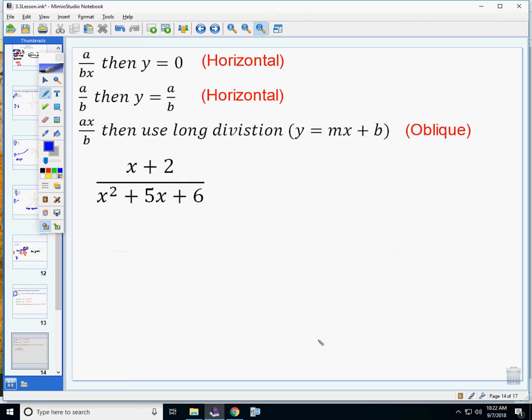Alright, so if we have this x plus 2 over x squared plus 5x plus 6, take these highest powers from top and bottom, x divided by x squared, that's 1 over x. Notice that that falls into the case of the first part where there's an x on the bottom. So we have a horizontal asymptote where y equals 0.